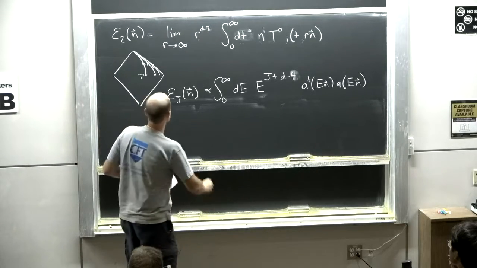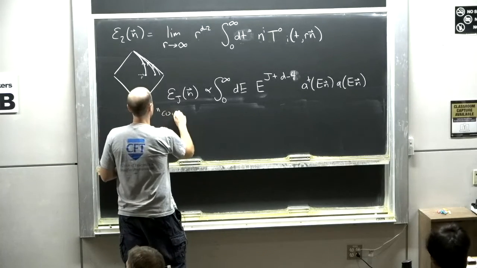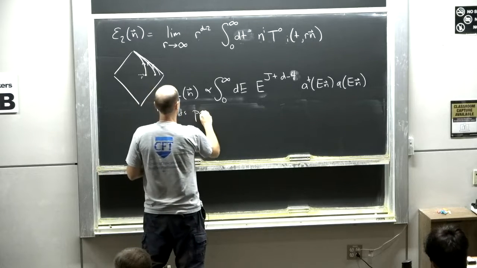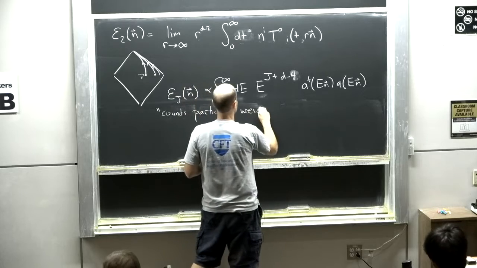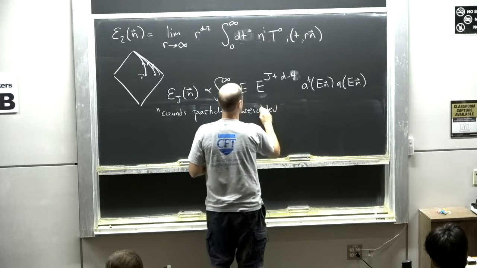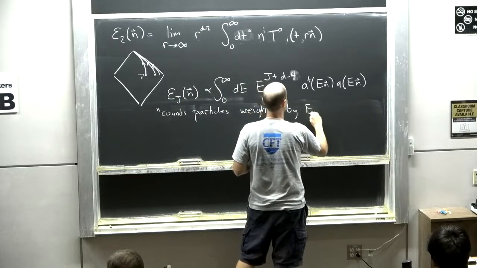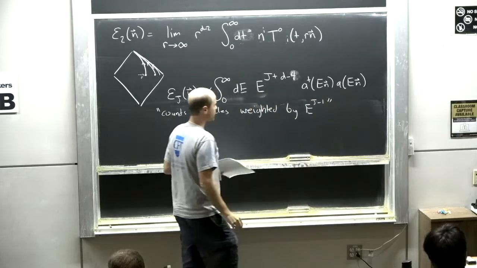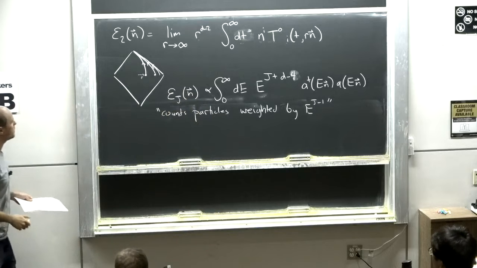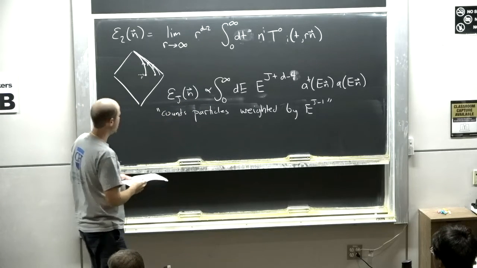Okay, so in words, it counts particles weighted by energy to the j minus 1. Okay. So why am I using this funny labeling in terms of j?